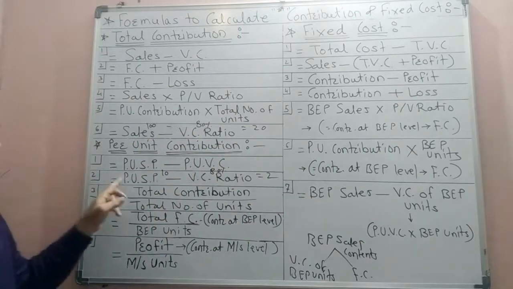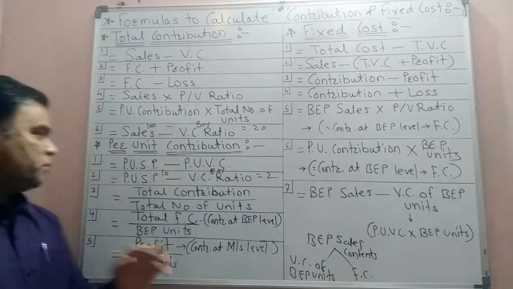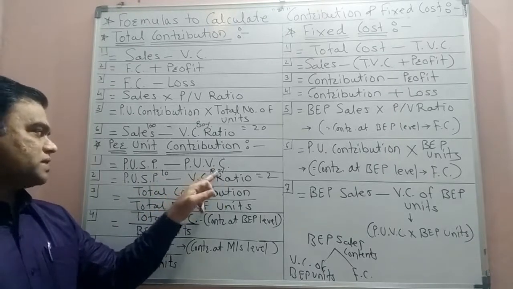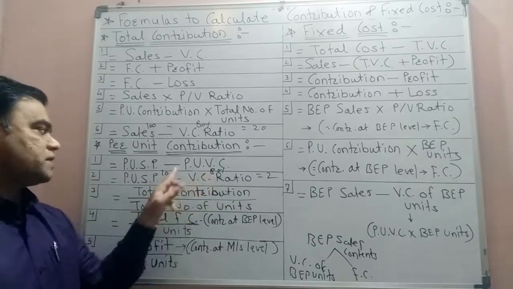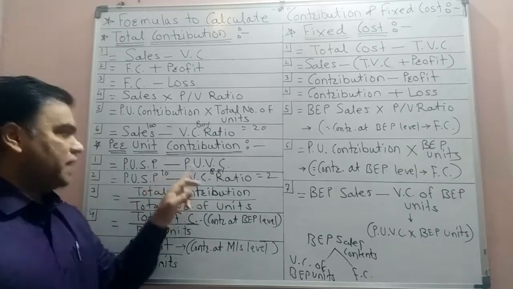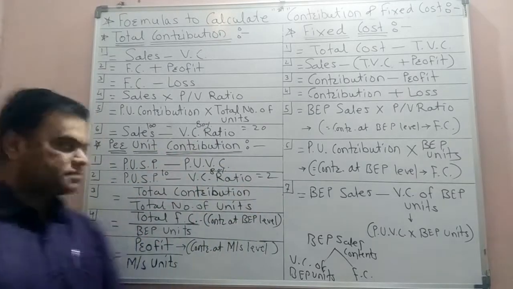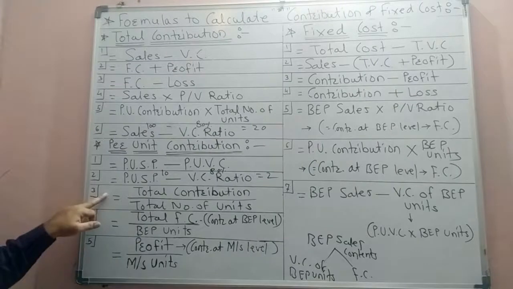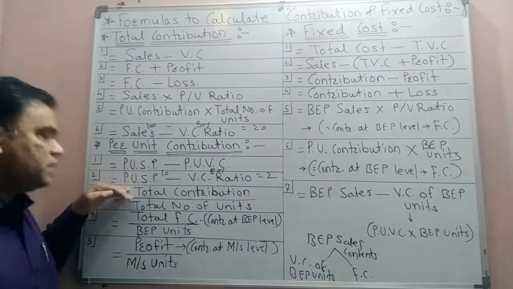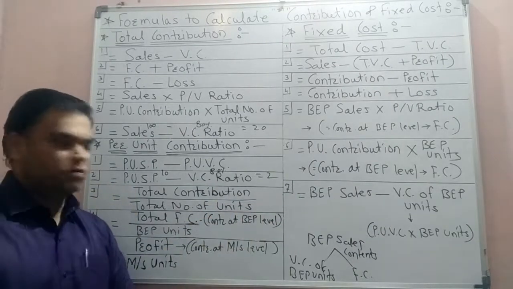Second formula, per unit selling price less variable cost ratio. Suppose your selling price is rupees 10 and your variable cost ratio is 80%. So 10 less 80% of 10. 80% of 10 is 8. So 10 less 8 is equal to 2, which will be the amount of per unit contribution. Next, third formula. If you know the amount of total contribution, divided by the total number of units is equal to per unit contribution.